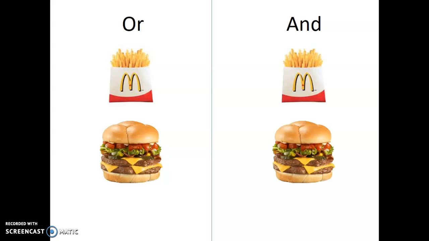However, in an "and" situation, you need both at the same time, one in each hand. You'd be stuffing your face because you need them both. So with "and", you have to have both going on at the same time, whereas with "or" it could be either one.